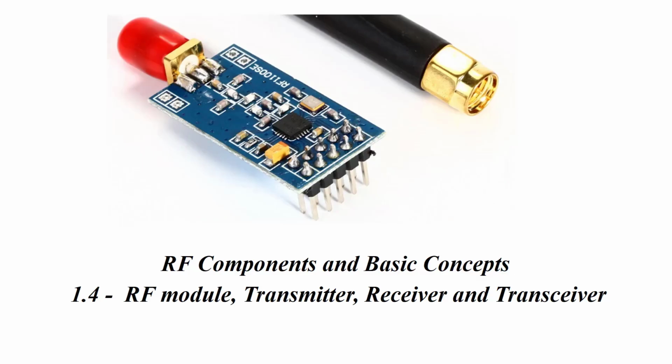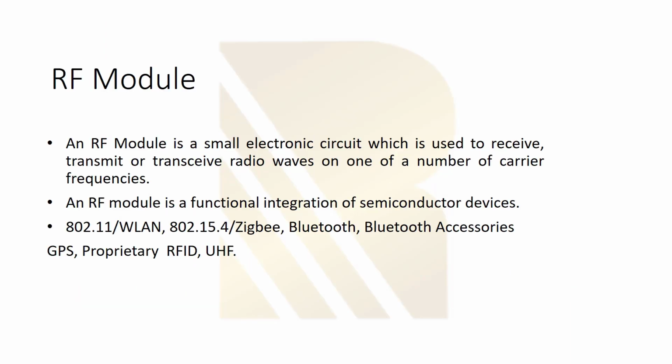In this section we are going to talk about RF module, transmitter, receiver, and transceiver. RF module. An RF module is a small electronic circuit which is used to receive, transmit, or transceive radio waves. So RF module is a block and it has lots of sub-blocks and circuits inside it. We use this block to receive radio frequency waves, or transmit them, or we say transceive them. It means that we send and receive them. So when we say transceive, it means both together, sending and receiving.